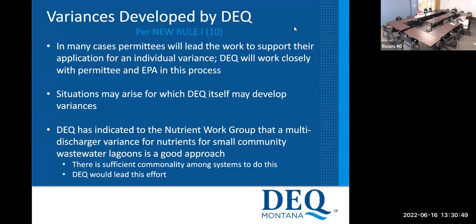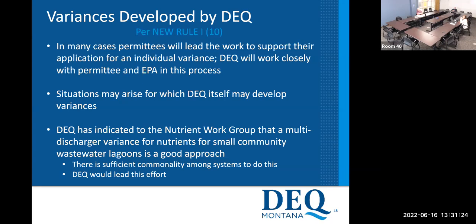Okay. What's that title? Variance developed by DEQ. Oh, okay, right. This part here is under section 10 of the new rule, and it talks about cases where DEQ may actually develop a variance. In many cases, permittees will lead the work to support their application for an individual variance, and we would expect that actually to be the norm. And DEQ will work closely with the permittee and EPA in this process.